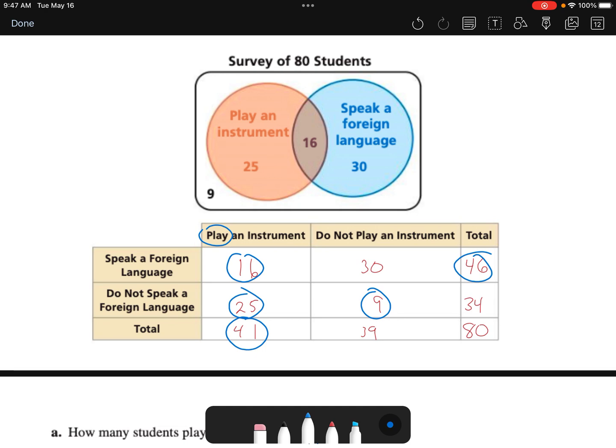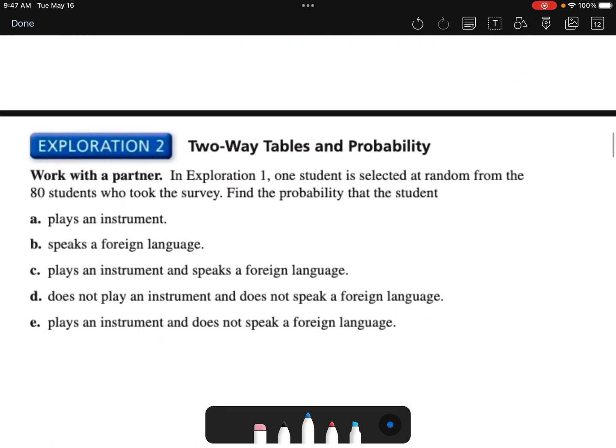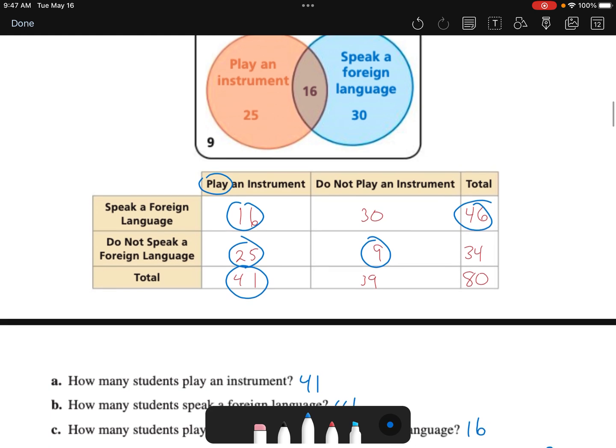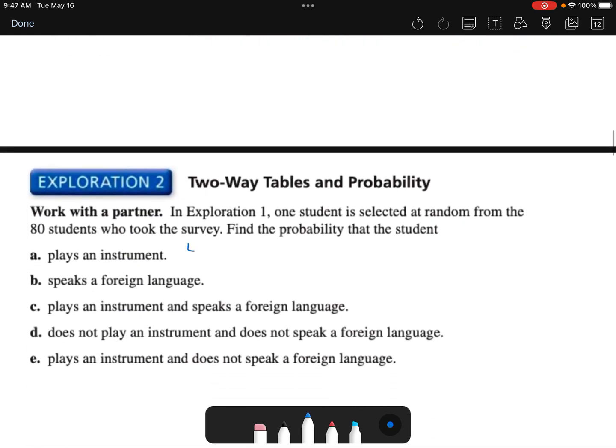So just look at all the data we just gleaned from filling that table in based on that little chart. Now we can take this a step farther and find the probability we're going to select these out of those 80 students. So let's go back. How many play an instrument? Well, 41. So 41 out of 80 is the probability, which is about 0.506.